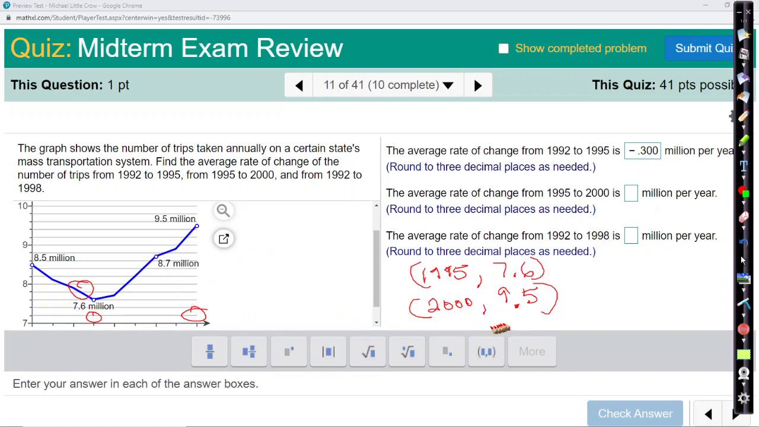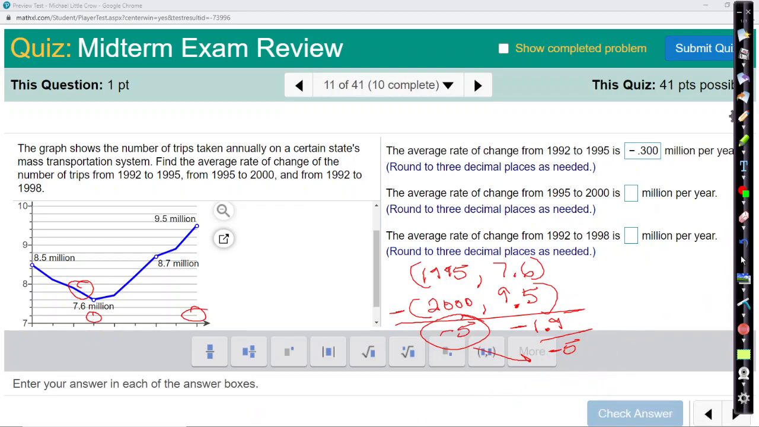And that should be a positive slope as we see it going up. So when we subtract now, we get a negative number. We get -5, right? 1995 to 2000. But we're also going to get a negative here. 9.5 subtract 7.6. That should be 1.9. And then again, we take the 5, tuck it underneath here, so that's -5.